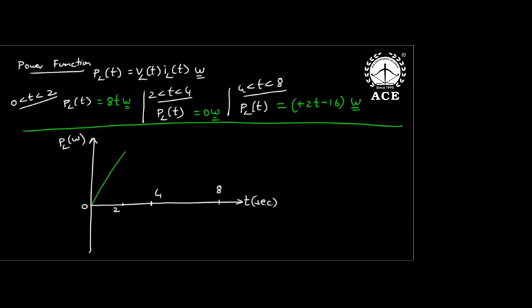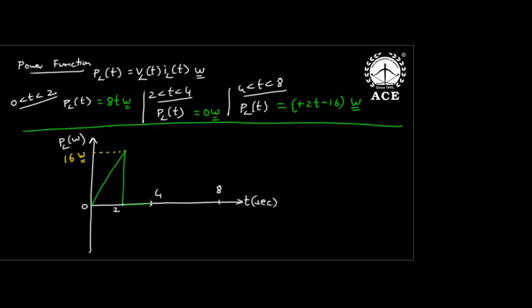Okay, and here at t equal to 0 it is 0, but at t equal to 2, how much does it become? It becomes 16 watt. Okay, that is the meaning. Then from 2 to 4 seconds, power is 0? Yes, from 2 to 4 power is 0.